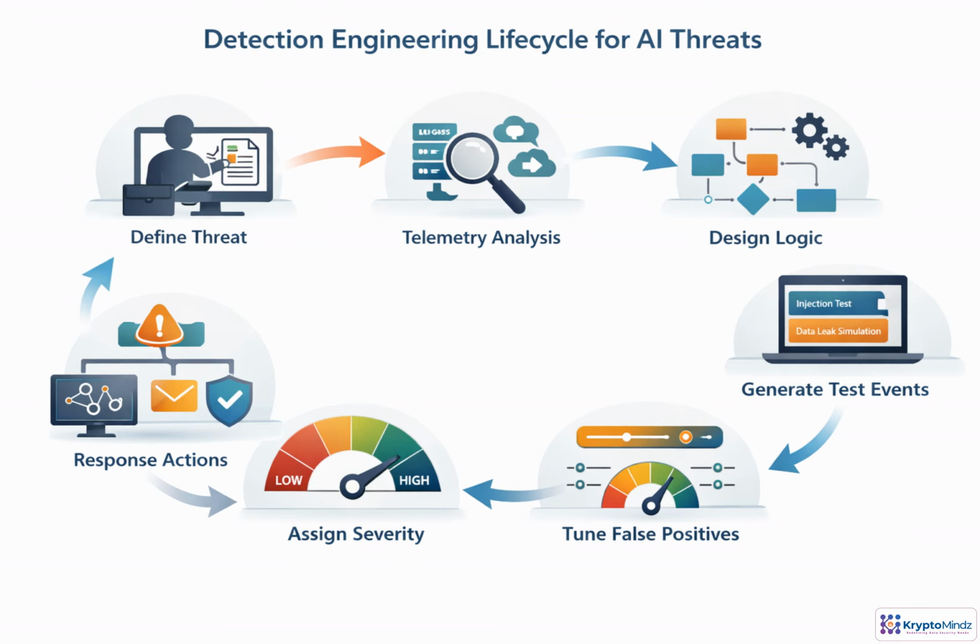Strong AI detections begin with a specific threat hypothesis, such as confidential data being pulled through a RAG workflow. Before writing rules, confirm the telemetry is present, trustworthy, time-stamped, and easy to correlate. Design the logic and prove it with controlled events, such as prompt injection or data leak simulations. Tune thresholds and allow lists to reduce noise. Assign severity based on impact, and connect each alert to a clear response action.